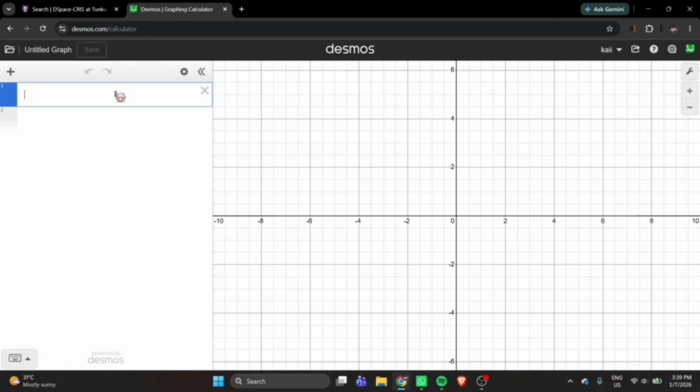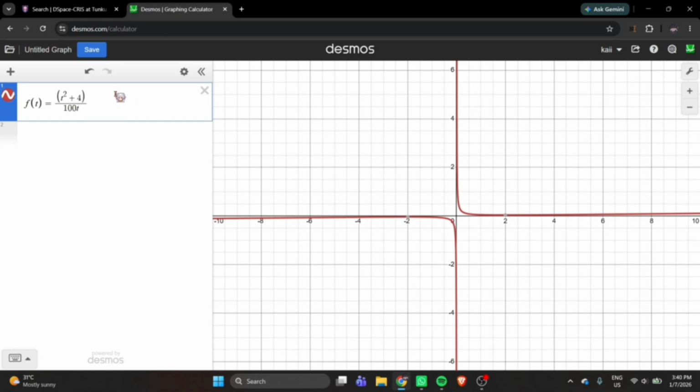f(t) equals (t² plus 4), don't forget the brackets, divided by 100t. And this is how our graph will look.